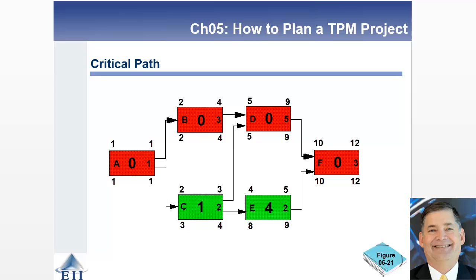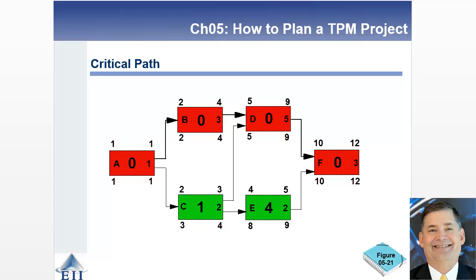So going to A, 1 minus 1 equals 0. Going to B, 2 minus 2 is 0, 4 minus 4 is 0. 5 minus 5 in the case of block D is 0. 9 minus 9 is 0. 10 minus 10 is 0, and 12 minus 12 is 0. So as you go across that top series of tasks that are in red, you have a slack of 0. In other words, that path determines the length of the project. That's your critical path.